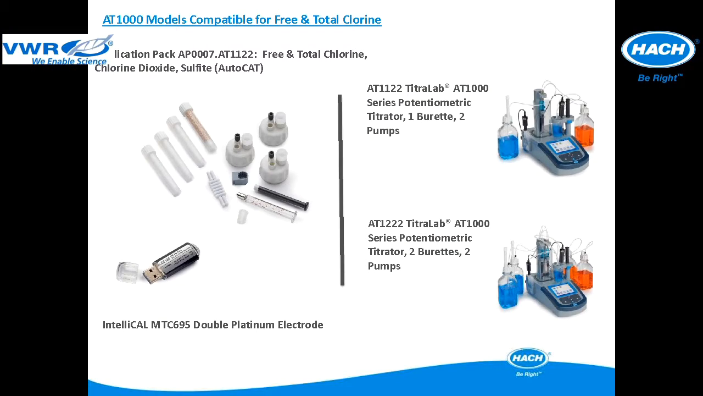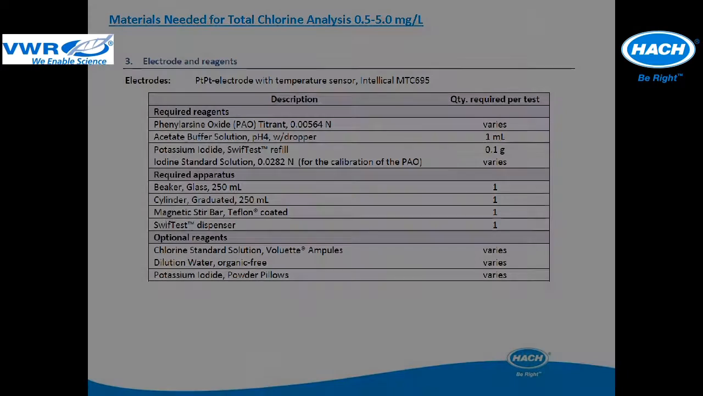The application package AP0007.AT1122 is used for free and total chlorine, chlorine dioxide, and sulfite in environmental applications. The application package is compatible with the titrator models AT1122 and AT1222. It includes all of the items pictured and an MTC 695 double platinum electrode for redox titrations.